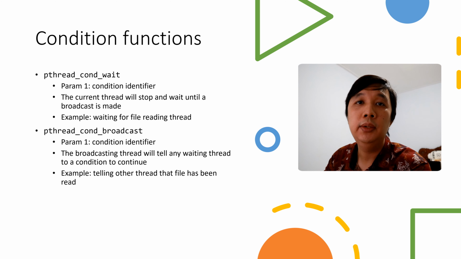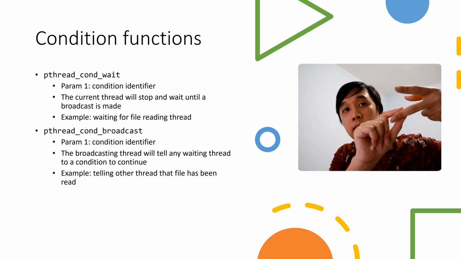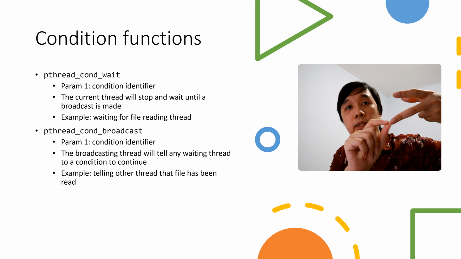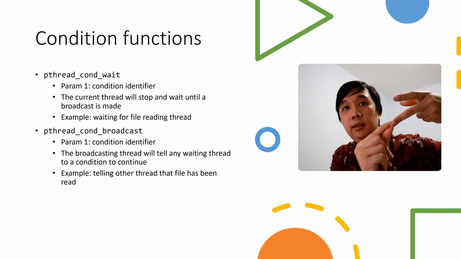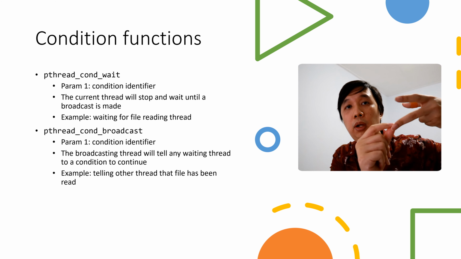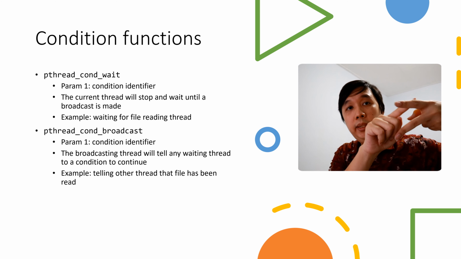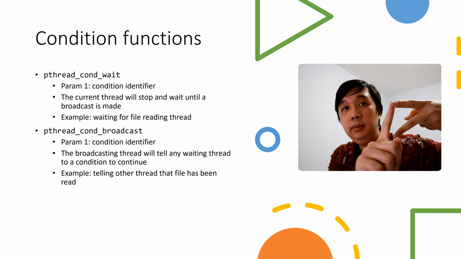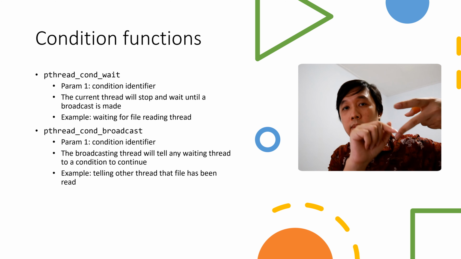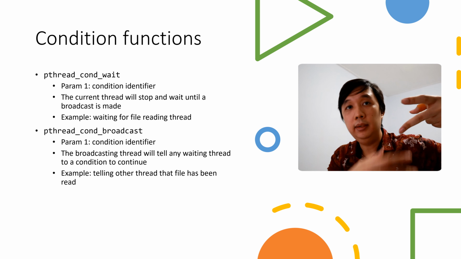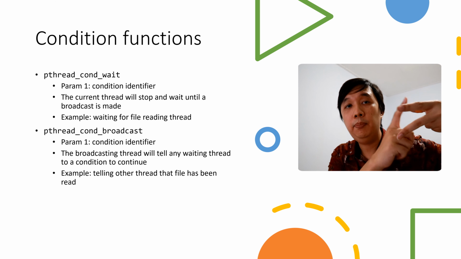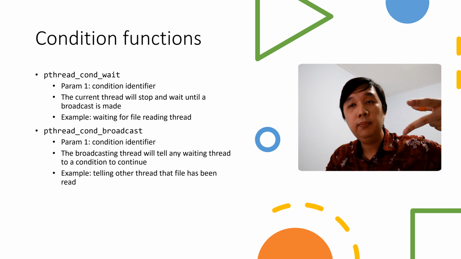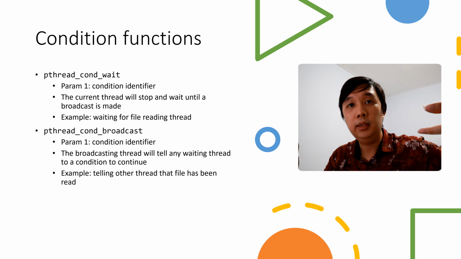Let me tell you about condition functions. There are two condition functions that are pretty important. First is pthread condition wait. For example, you have two threads, okay? This thread will reach condition wait and it will stop, just like if true, sleep. And this main thread will do whatever it needs before this thing can continue. After it's done, it will broadcast a condition to this pthread or any other thread that is spawned by this process, and then this thread will continue. So that's how the condition function works.